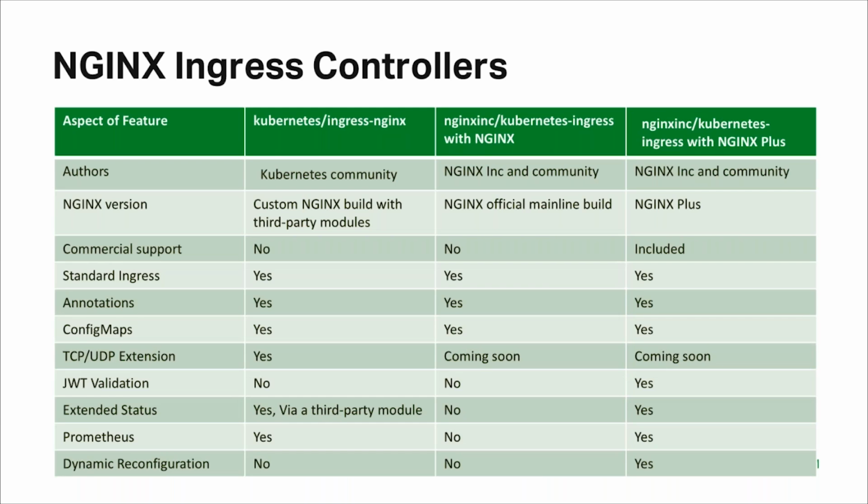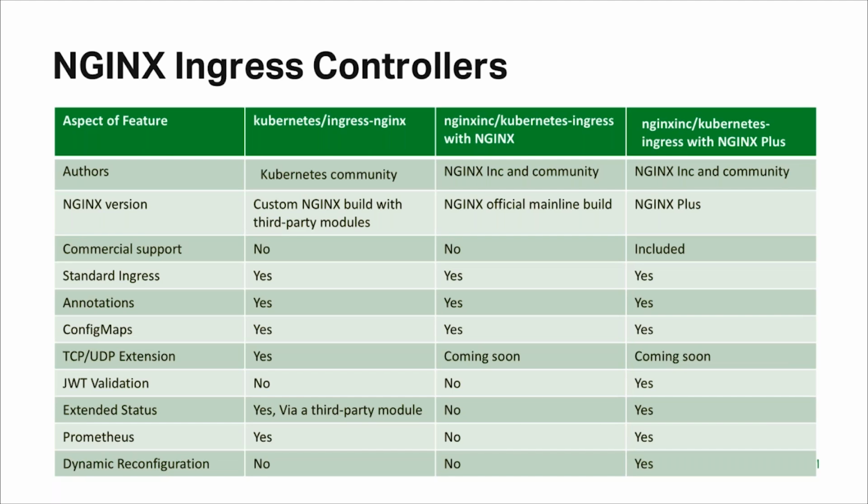In this table, we compare the Ingress controllers. The Kubernetes NGINX Ingress controller is represented by the first column. It is an open source project. It was created by the Kubernetes community. Similar to our Ingress controller, it supports the config map and annotations. It also provides an extension to support TCP or UDP load balancing. It's worth mentioning that the version of NGINX that is being used here is a custom build, which includes several third-party modules.